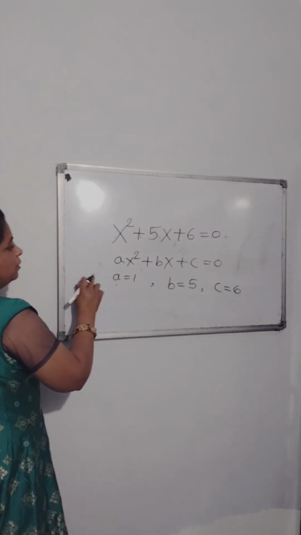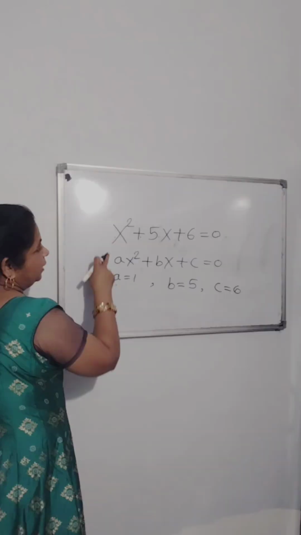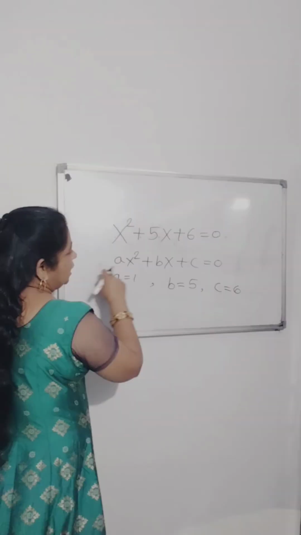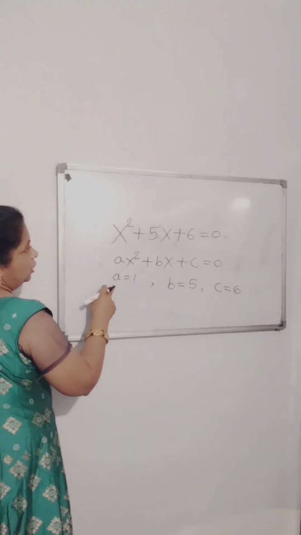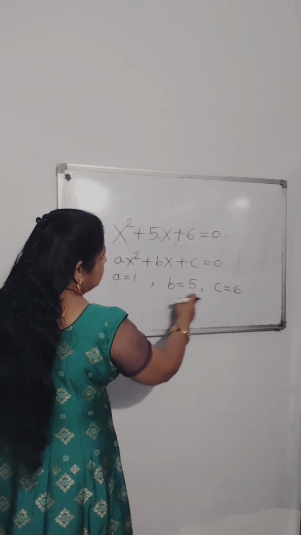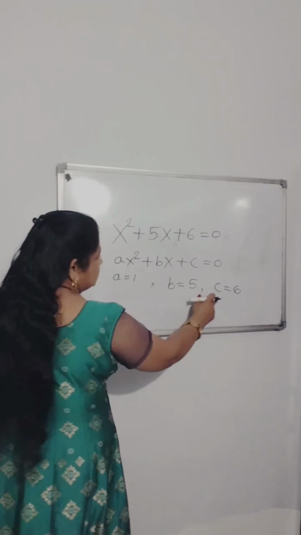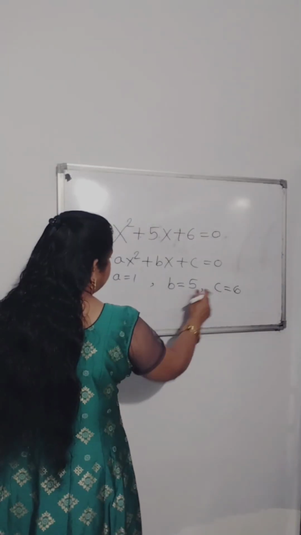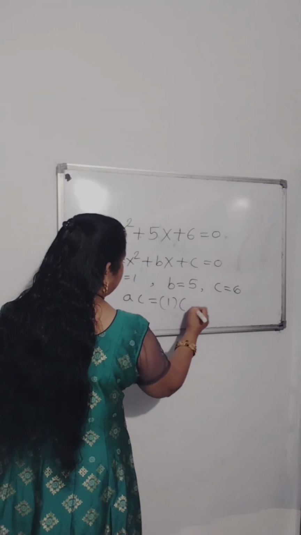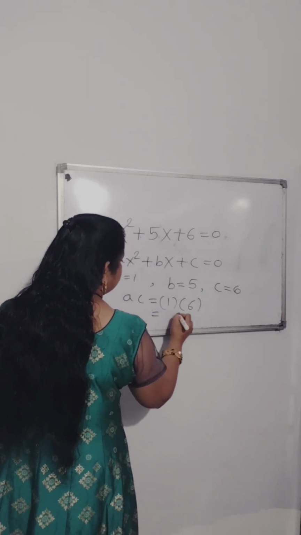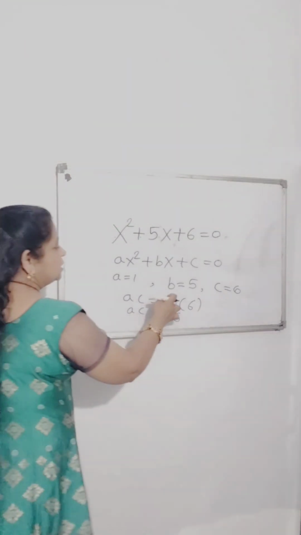So this is the first step to solve the quadratic equation: we compare it with the standard form and get a is equal to 1, b is equal to 5 and c is equal to 6. In the next step, we multiply a and c. After multiplying, we get 1 multiplied by 6, which is equal to 6. So the value of ac is 6.